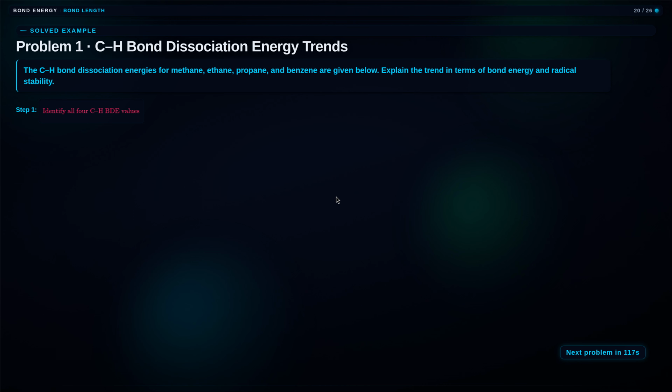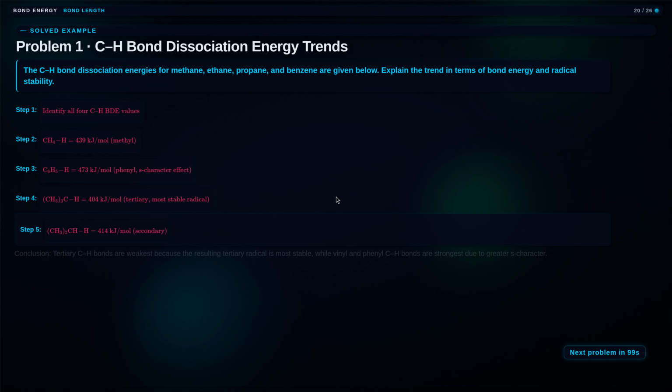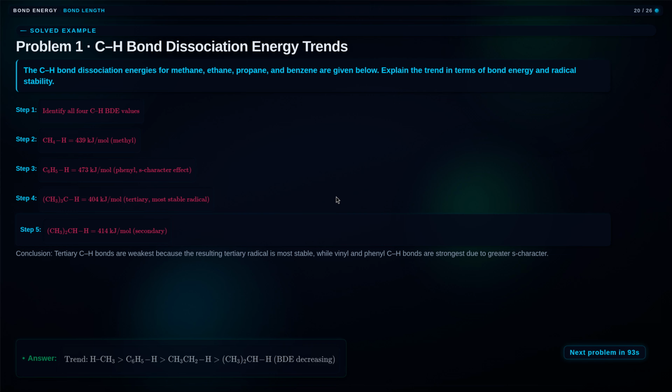Let's work through a problem together. The carbon-hydrogen bond dissociation energies for methane, ethane, propane, and benzene vary significantly. We need to explain this trend in terms of bond energy and radical stability. First, identify all four carbon-hydrogen BDE values. Methane has 439 kilojoules per mole. Benzene has 473 due to the S-character effect.